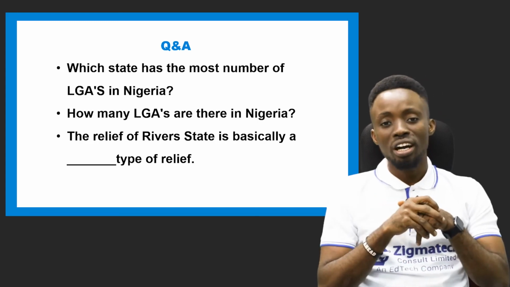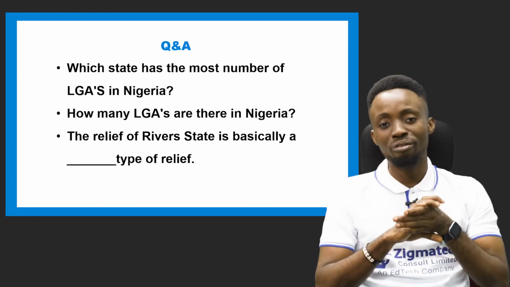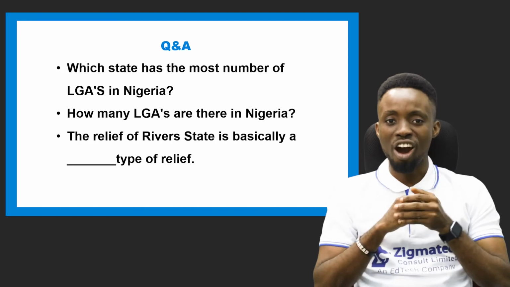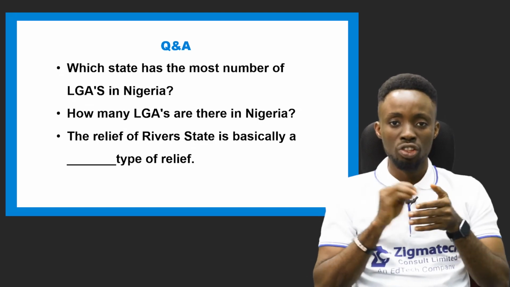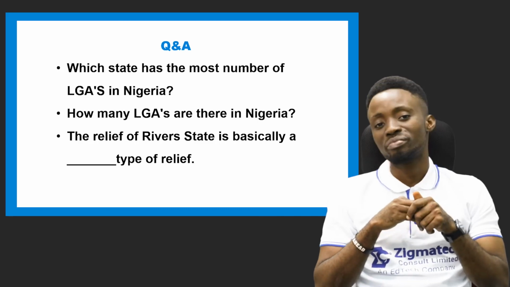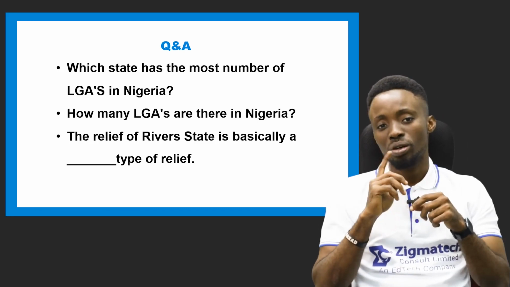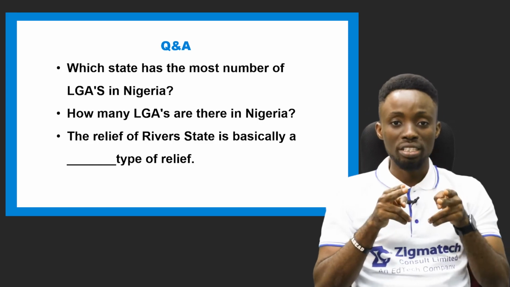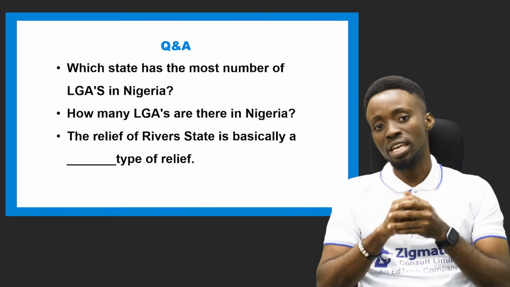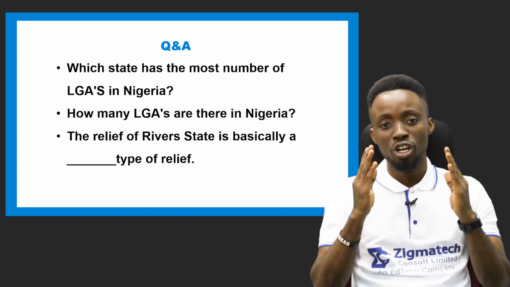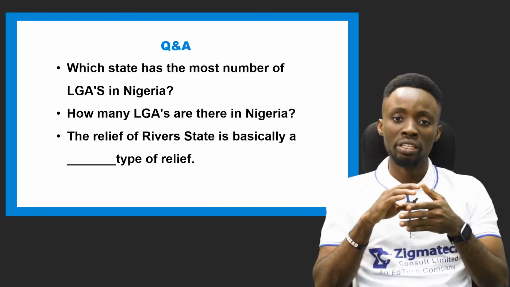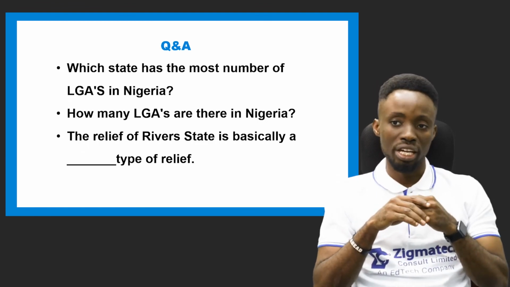The next question says, how many local government areas do we have in Nigeria? Okay, now the answer to that question, which I guess you got right, is 774 local government areas. So we have 774 local government areas in the 36 states of Nigeria.